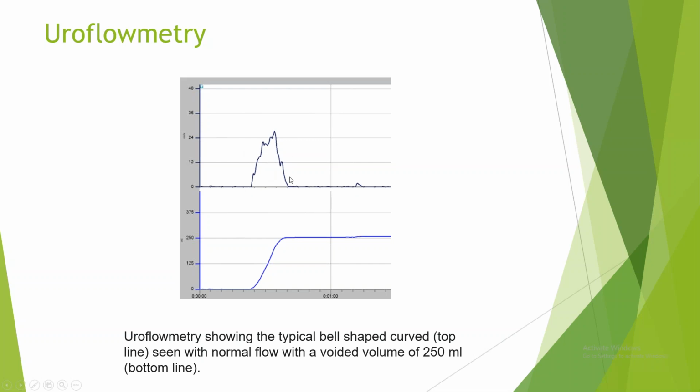So this is the bell-shaped curve. Here is the Q max. You can see the peak is around 25, 26. This is the maximum flow rate, that is 25 ml per second. And this is the voided volume, and this is the bell-shaped rapid upstroke and downstroke. So this is the uroflowmetry curve.